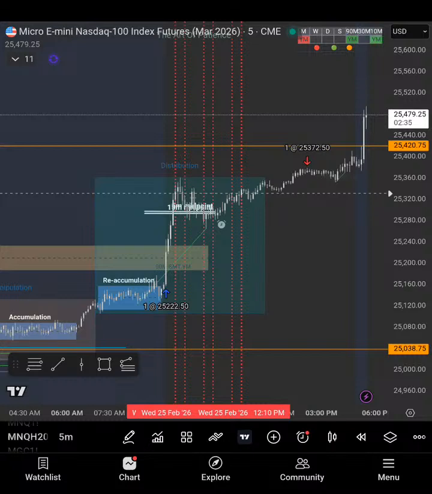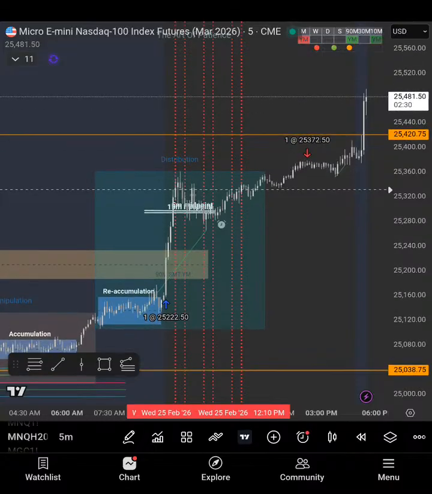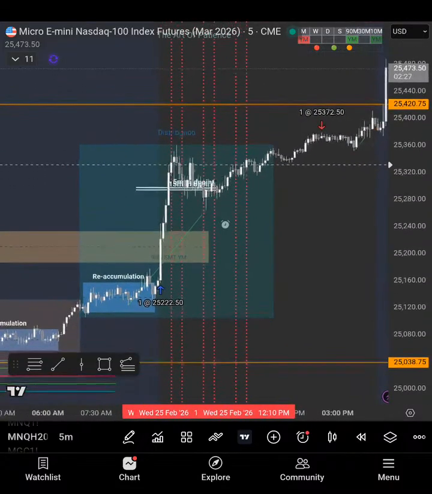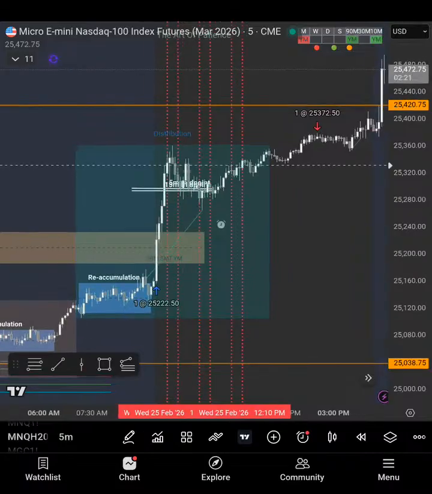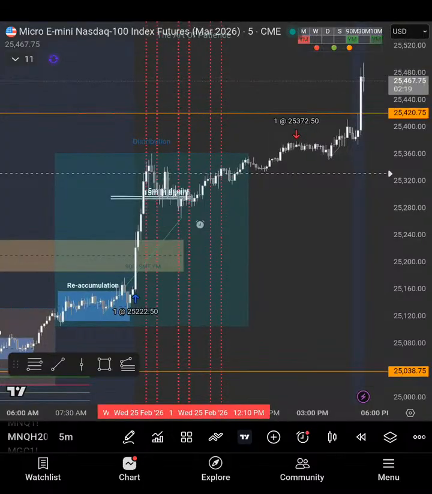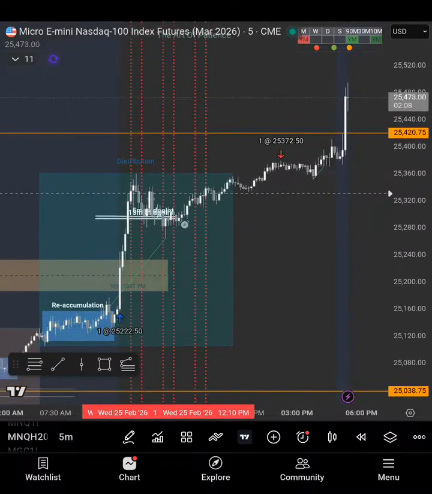I want to go over this trade here, NASDAQ 100. You can see my execution marks, my entry point there in the reaccumulation stage, and then I exited the trade here at 25,380 ish. So it's a pretty solid trade. I even sent it out to the community chat that my target was going to be 25,420, but I decided to close the trade early.